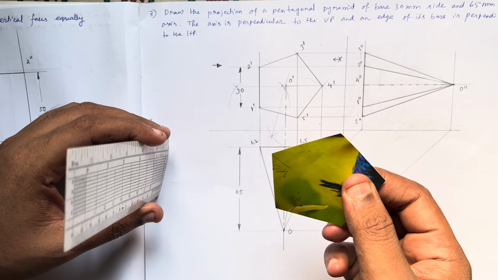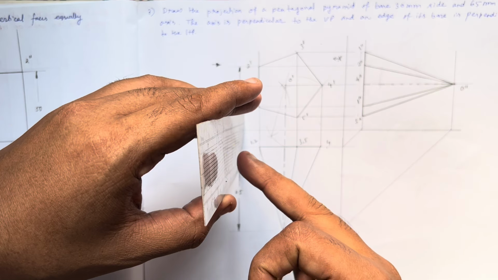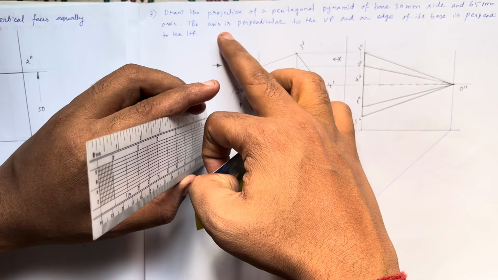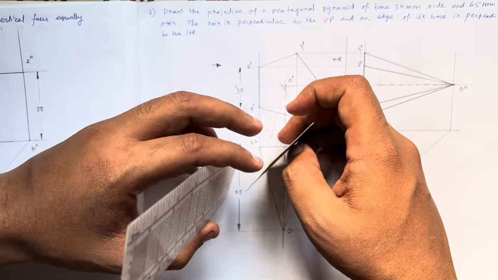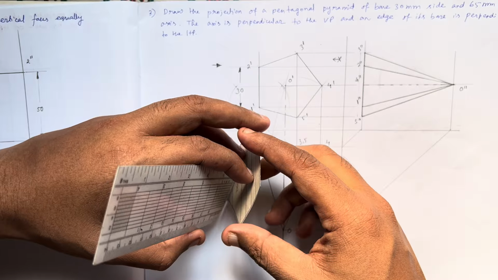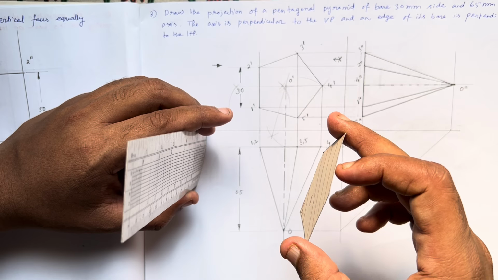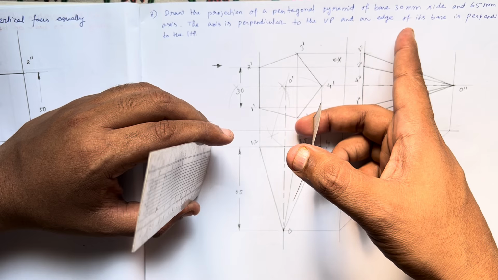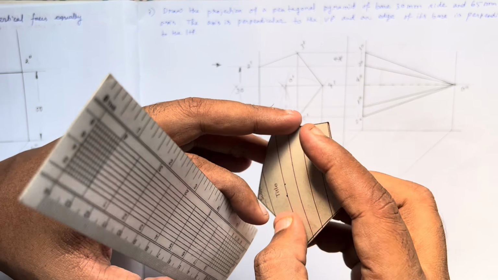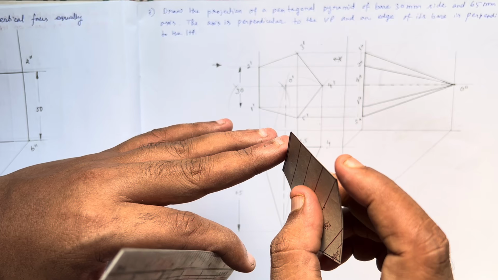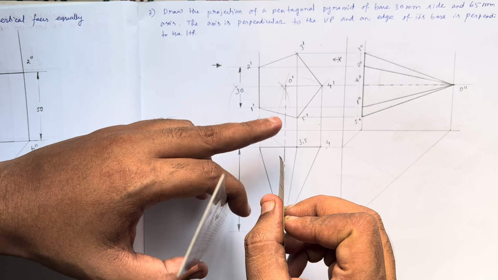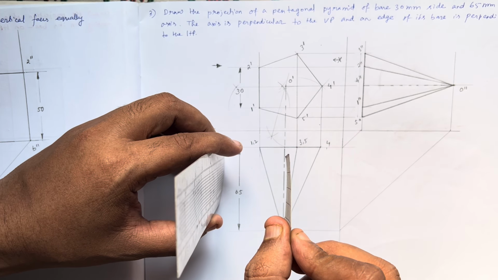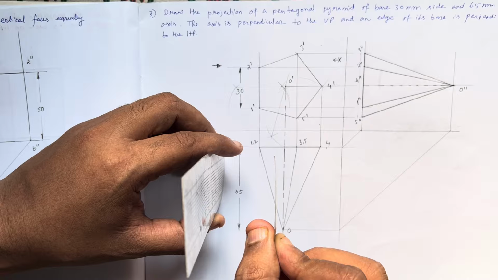The axis is perpendicular to the VP. That means if this is VP, this is your axis. Axis means this one is your axis. So this is perpendicular to the VP like this, and an edge of its base is perpendicular to the HP. So this one is H, this is perpendicular, that means this angle is 90 degrees. So the pentagonal pyramid looks like this.